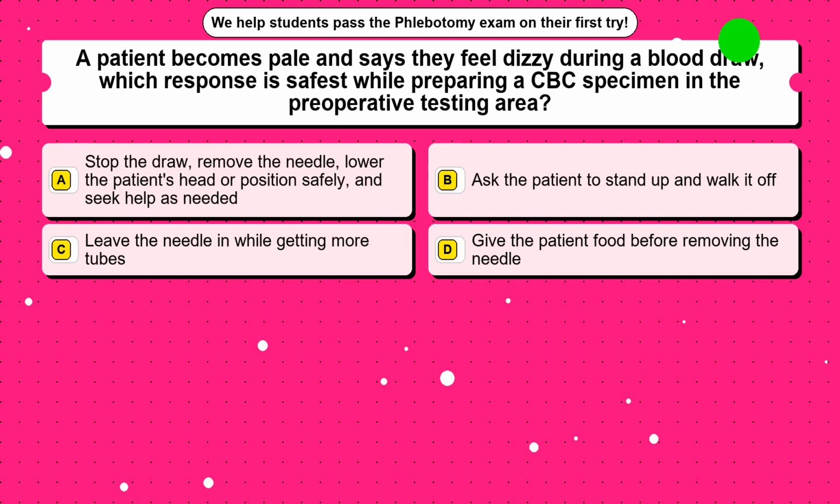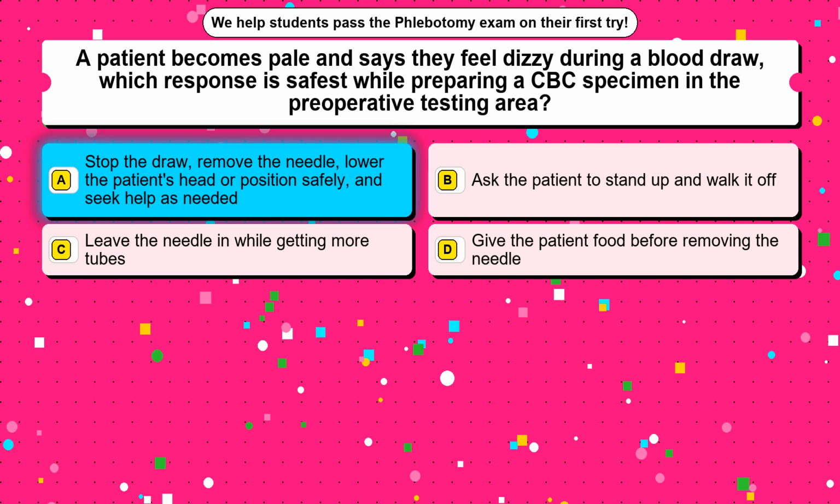Question 16. A patient becomes pale and says they feel dizzy during a blood draw. Which response is safest while preparing a CBC specimen in the preoperative testing area? Option A. Stop the draw, remove the needle, lower the patient's head or position safely, and seek help as needed. Option B. Ask the patient to stand up and walk it off. Option C. Leave the needle in while getting more tubes. Option D. Give the patient food before removing the needle.